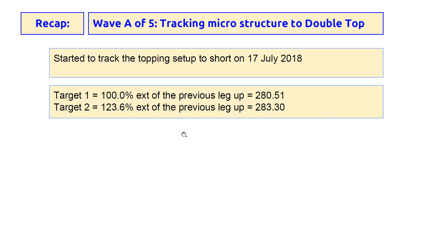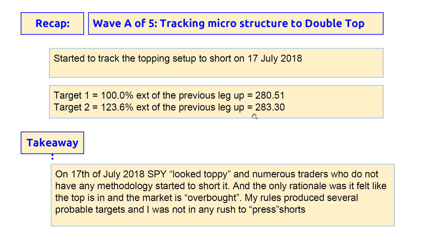So back then on 17th of July we set two targets, the low target of 100% extension to 180.51 and the second target 123.6 extension to 283.30. And this is what I'm just telling you, that basically you should not pay attention to how it feels like or how it looks like. You should do your work. You should count waves in order to see whether the structure is completed.